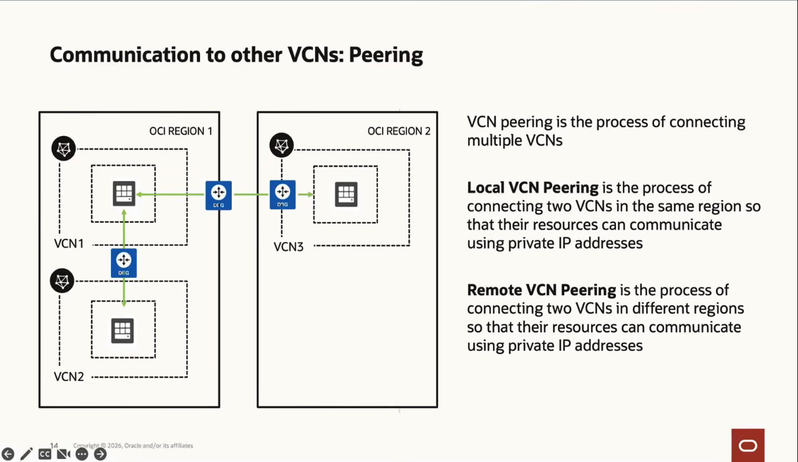So for a remote peering, you'll definitely need an upgraded DRG. So you'll need to set that up on, again, both VCNs and then establish that connection and set up your route rule in your route table as well. Another thing about peering VCNs, you just want to make sure that you don't have overlapping CIDR blocks.